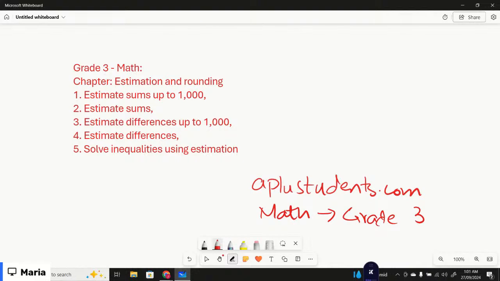The lessons we're going to cover today are estimate sums up to 1000, estimate sums, estimate differences up to 1000, estimate differences and solve inequalities using estimation. So please make sure you have your notebook and pencil so that you can note down the important examples and definitions as well.